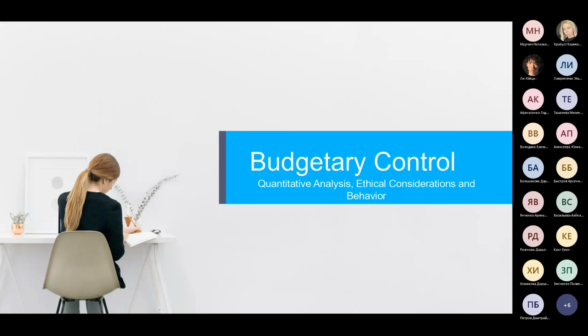But some questions are behind quantitative analysis. These questions are ethical considerations and the behavior of the main participants of the process. And these questions are also very important and should be analyzed in order to increase the company's profitability. Because the behavioral aspects are very closely related to the productivity of our employees and managerial staff, and therefore not only quantitative analysis should be included in budgetary control, but also some ethical questions and behavior analysis.